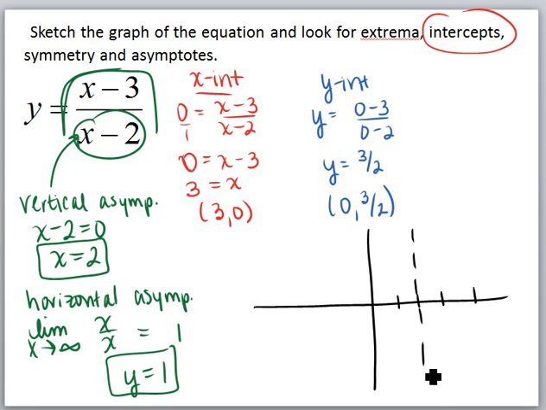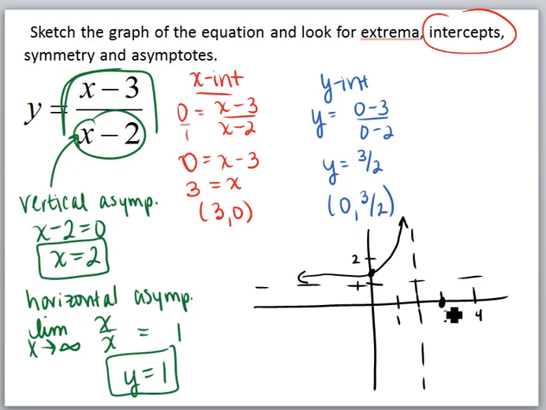So I have a vertical asymptote at x equals 2. I have a horizontal asymptote at 1. And I know that I have ordered pairs of 0, 1 and 1/2, and I have another ordered pair of 3, 0. Now, if I look at concavity or increasing, decreasing, and all that stuff, you would be able to come up with the rest of it, which is what we're going to be doing in the next section, section 3.6.